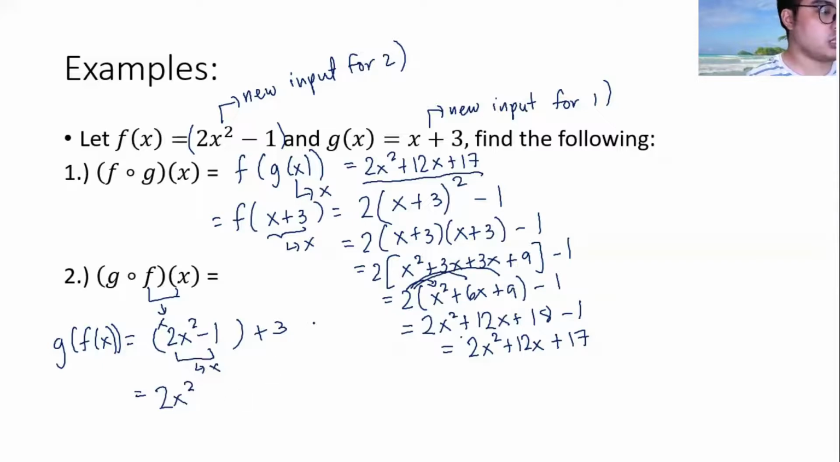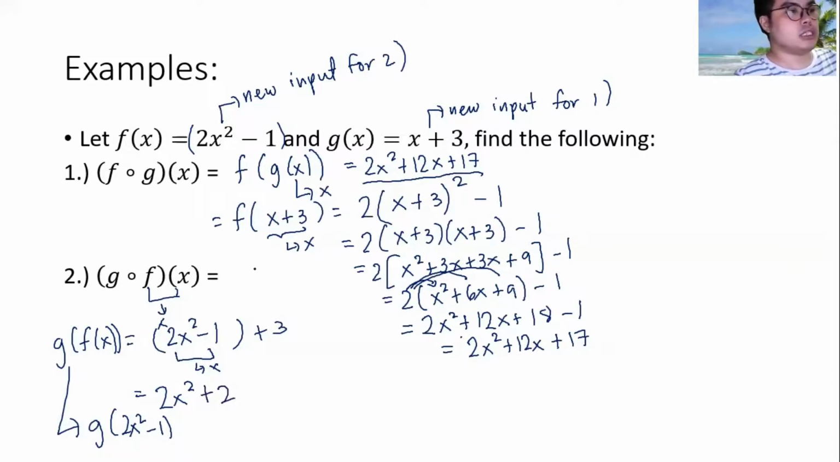Since the outer function is the linear function, your x is being replaced by 2x squared minus 1. So this is g of 2x squared minus 1, since your 2x squared minus 1 is your f of x. We're going to simplify it here. Negative 1 plus 3 is positive 2. So this is your final answer.